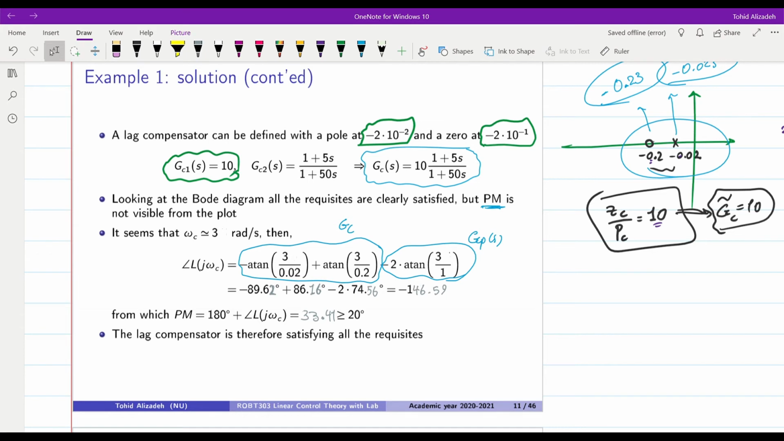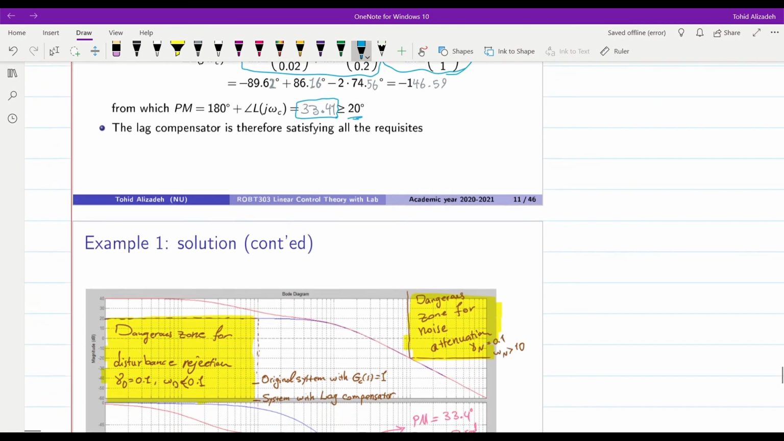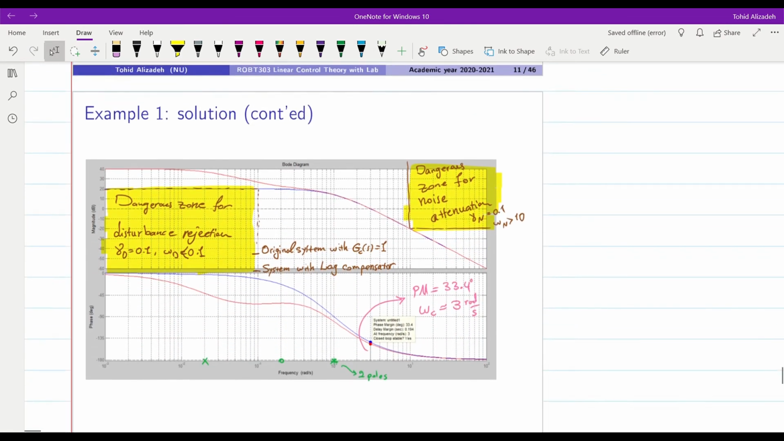And if we plug in the values, we will end up with the phase margin, which is 33.41, and it is bigger than 20 degrees. So we are happy with the phase margin as well. And as a result, the lag compensator that we have designed satisfies all the requirements.